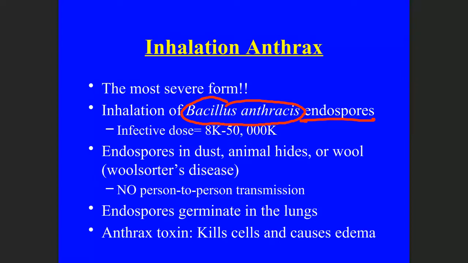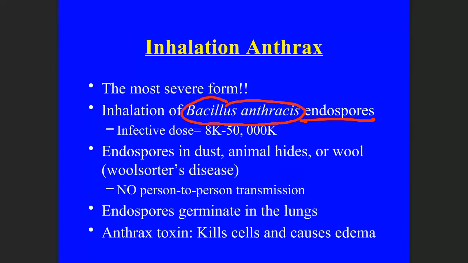Out of all three, the deadliest one is the inhalation anthrax, because if a person was exposed to it, it's very rare that people recover from it. Most people that get the inhalation anthrax die from it. Now, the way that a person gets anthrax is they would have to inhale the endospores from the bacteria. It is not spread person to person. So if I had anthrax and I was with you, there's no way that I can spread it to you.